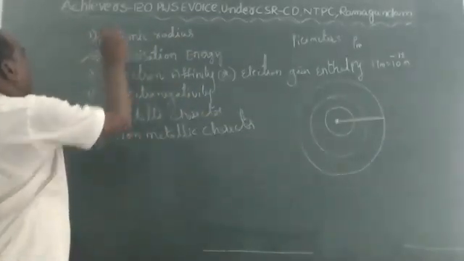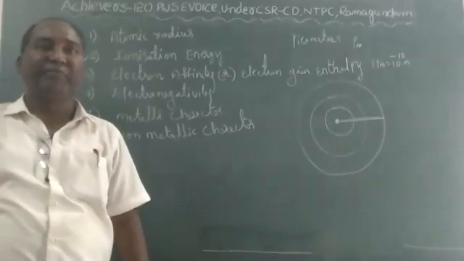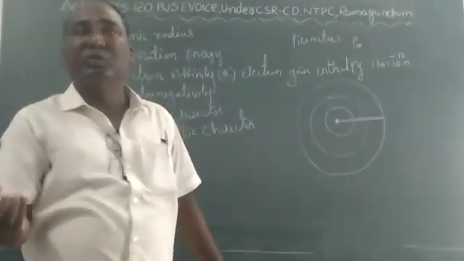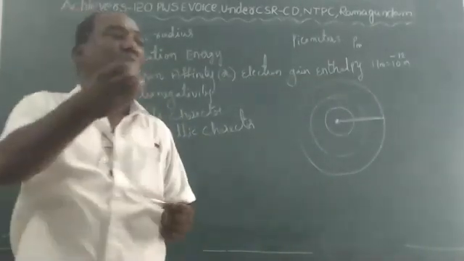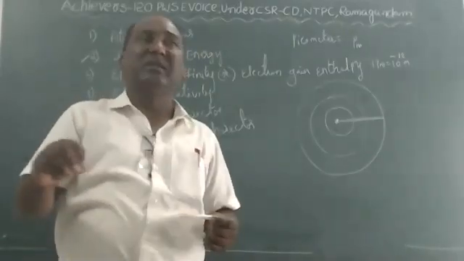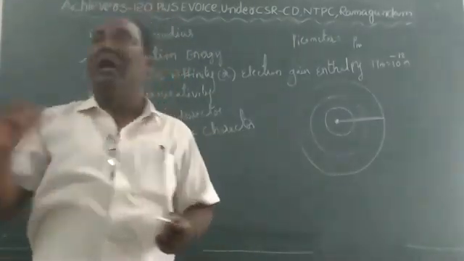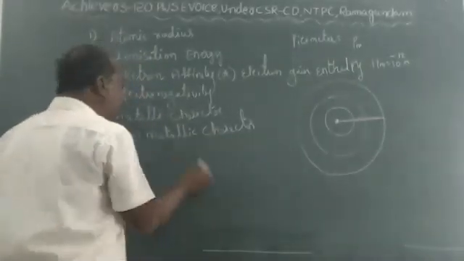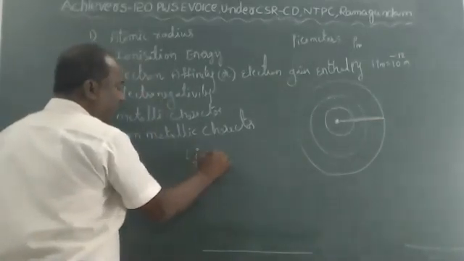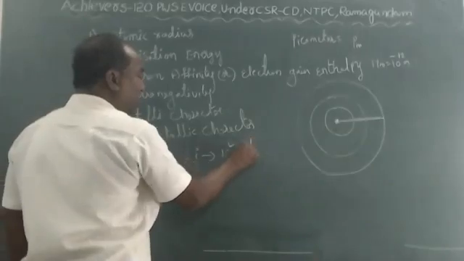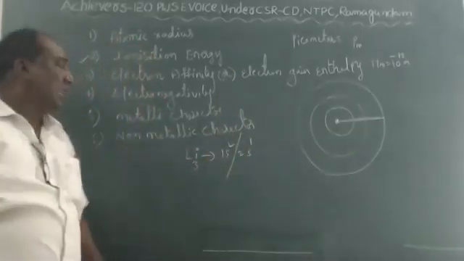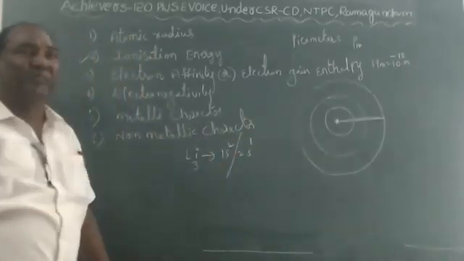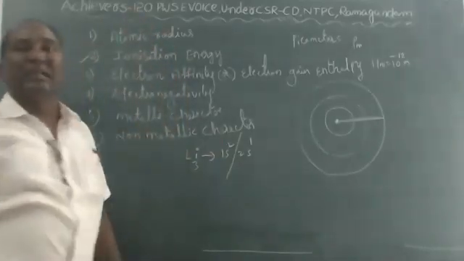Coming to the next one, ionization energy. Ionization energy means the energy required to remove an electron from the outermost shell. The energy required to remove an electron from the outermost shell is called ionization energy. For example, see, lithium, atomic number 3, 1s2 2s1. The 2s1 is the outermost shell. If you want to remove the electron from this, how much energy is required? That is called ionization energy.